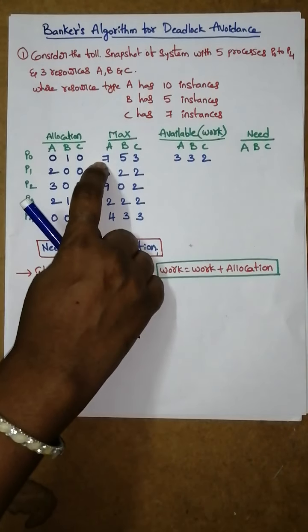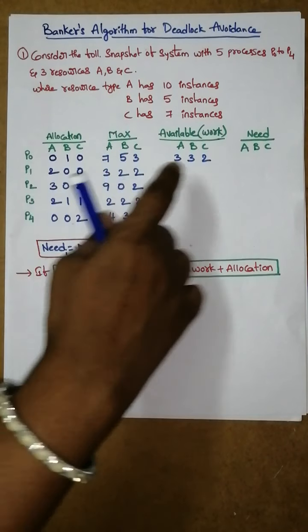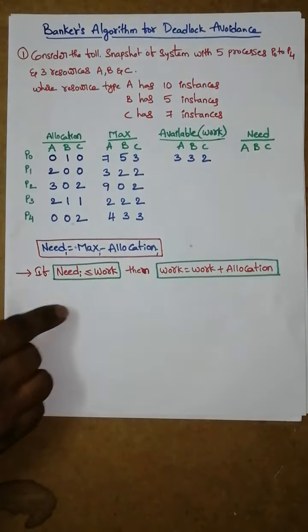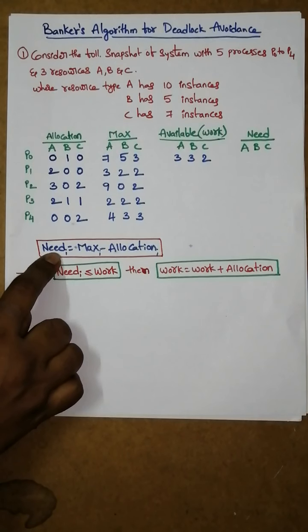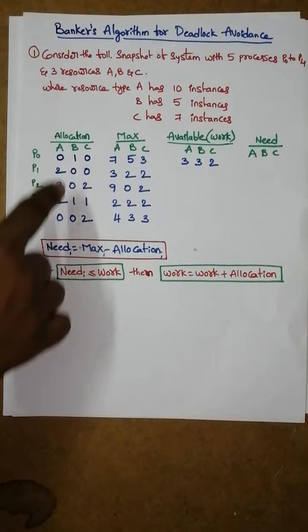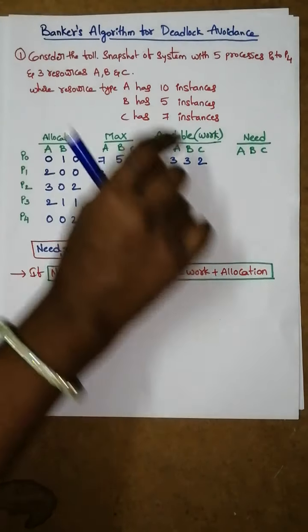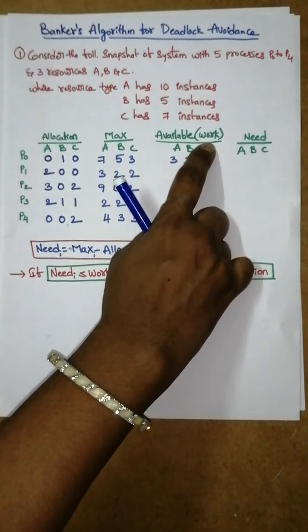So maximum is what they have asked, and allocation is what I have allocated. If you subtract these two, you get the value of need. That's why the need formula is: need equals max minus allocation. And you have one more data structure called available, which is also called work.